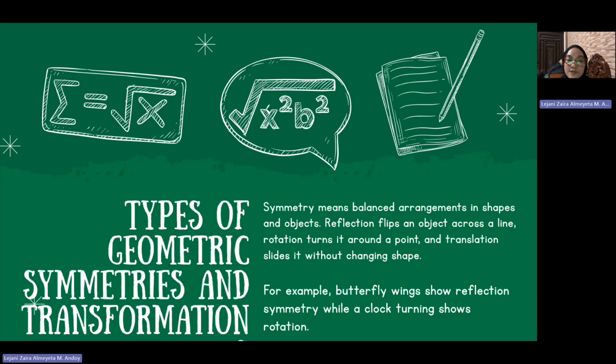Next are the types of geometric symmetries and transformations. Symmetry means balance in shapes and objects. Examples include reflection, rotation, and translation. Butterfly wings show reflection symmetry because both sides look similar. Clock hands demonstrate rotation as they move around a center point. These concepts are useful in art, architecture, and design.